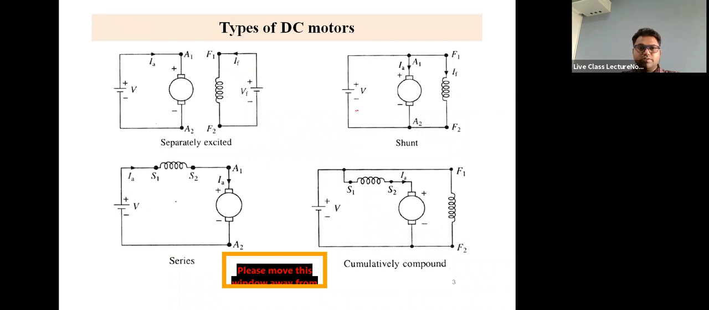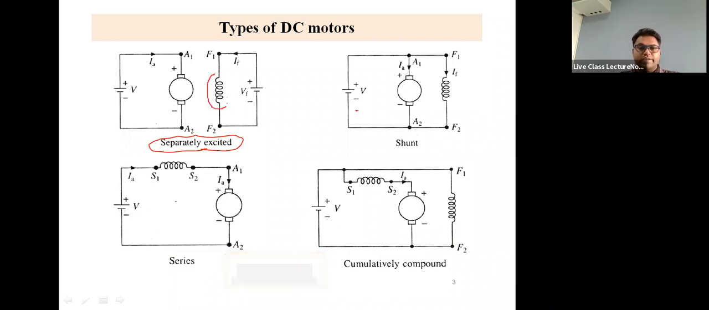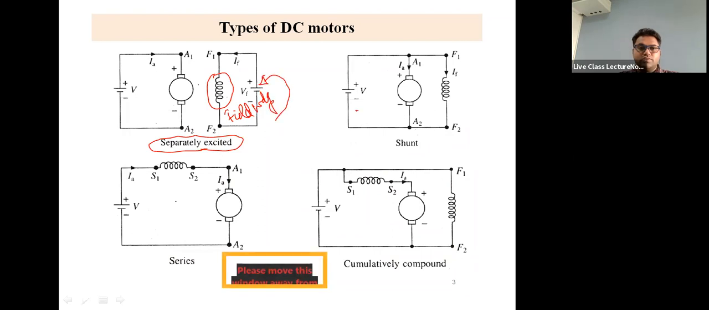So DC motors, as you know, the most simple DC motor is the separately excited motor, right? Many of you have already seen this in the electric drives lab also. This winding is the field winding. This winding is separately excited by this source, and the armature current is separately given from this source.